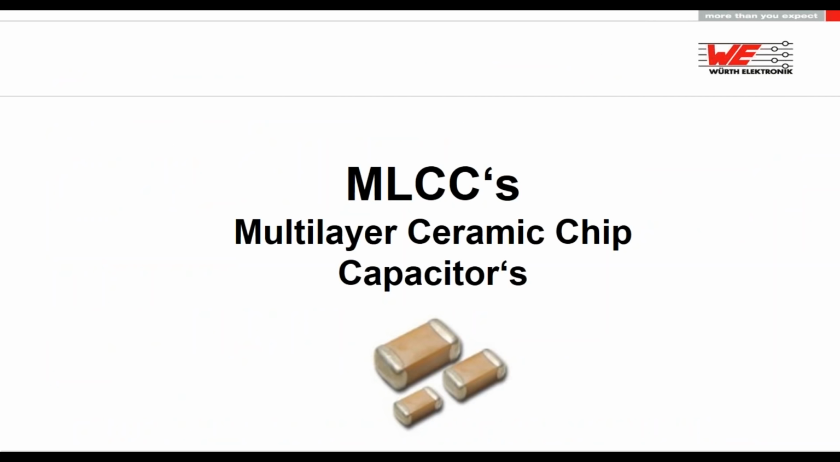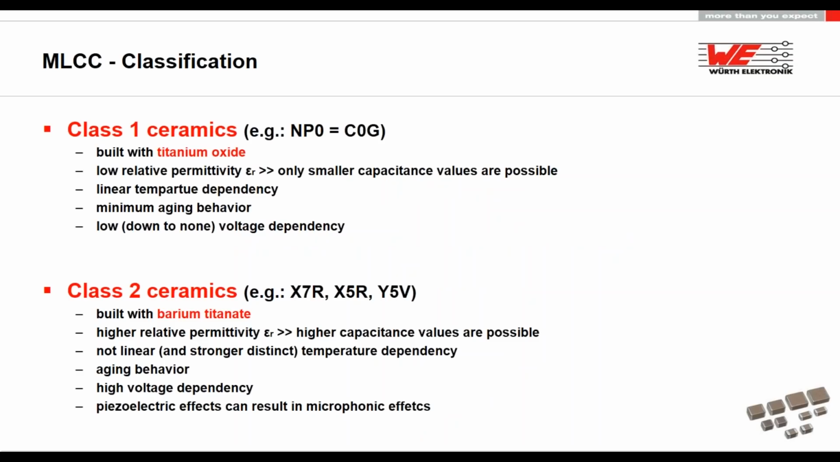Next topic will be the MLCCs. For the MLCCs, I want to talk about the classification quickly, because you differentiate ceramics into categories. You have class 1 ceramics and class 2 ceramics. I guess everybody knows NP0 C0G, X7R, X5R. NP0 C0G would be class 1 because it's made with titanium oxide.